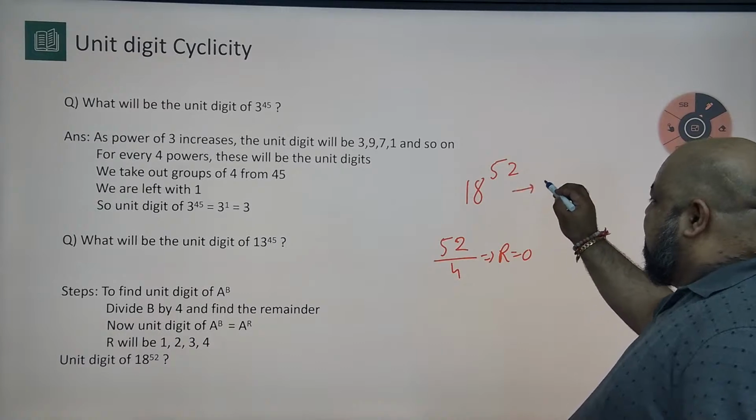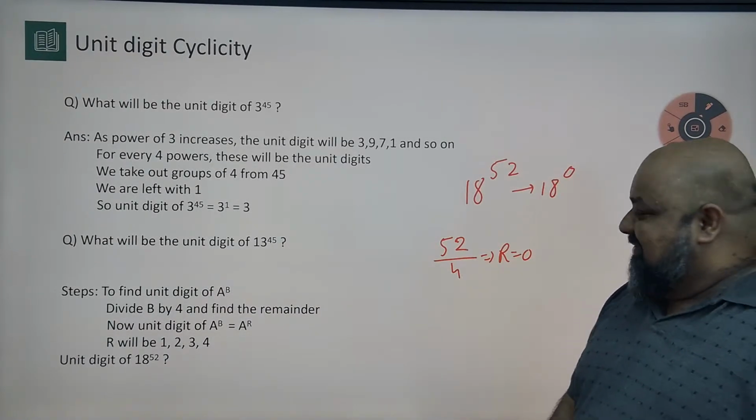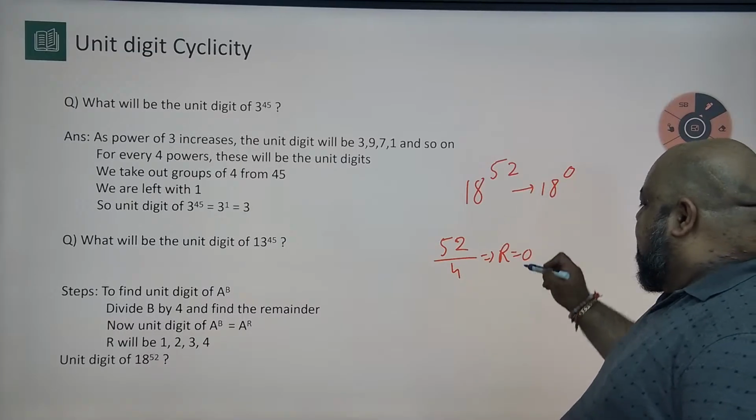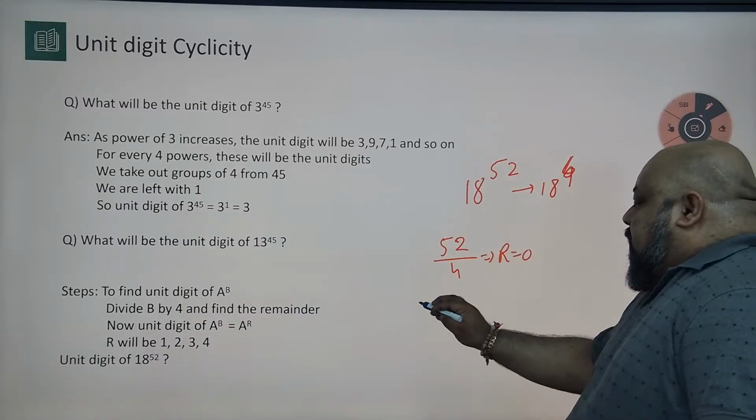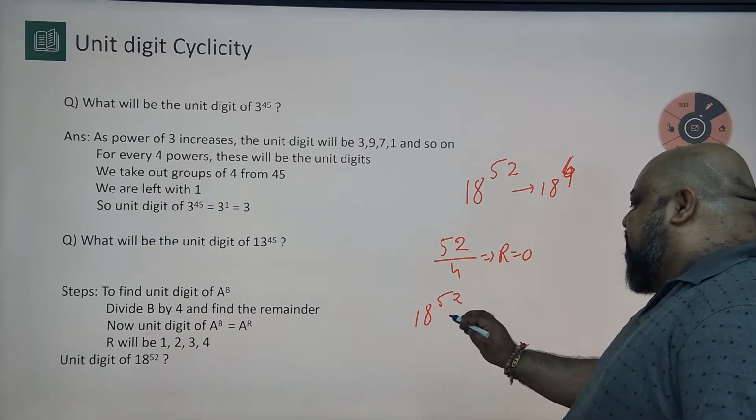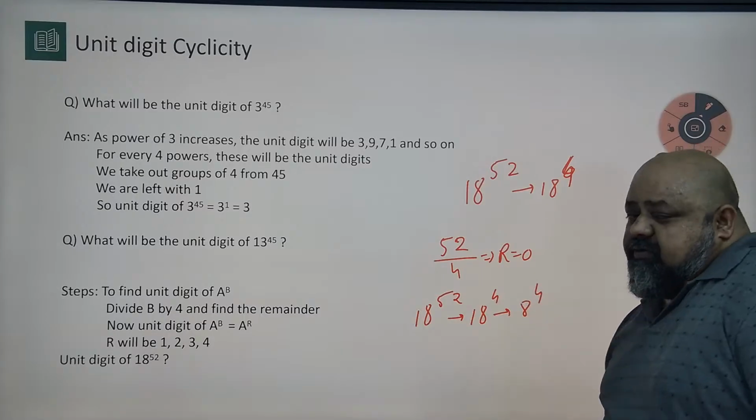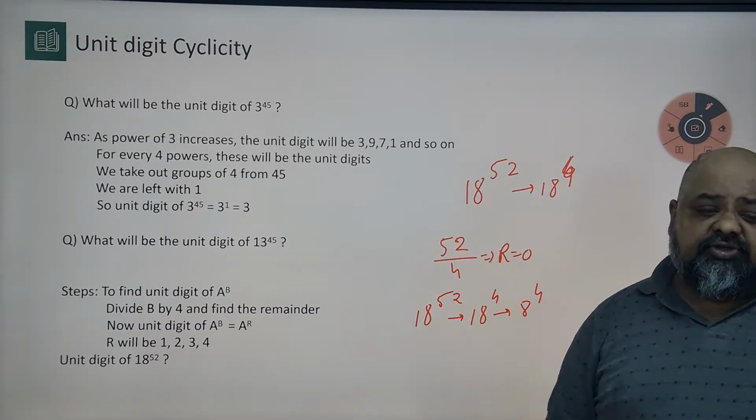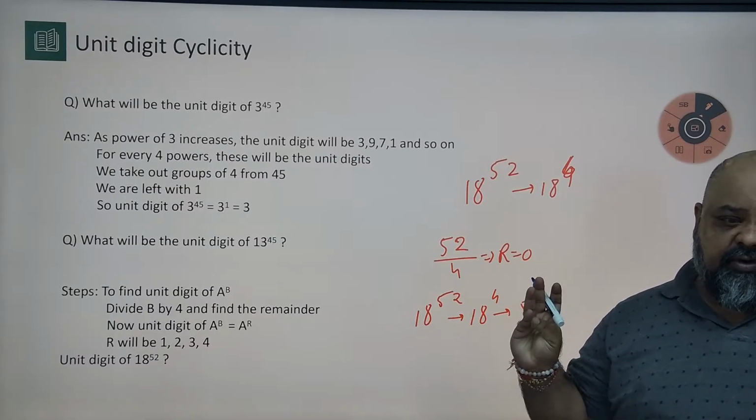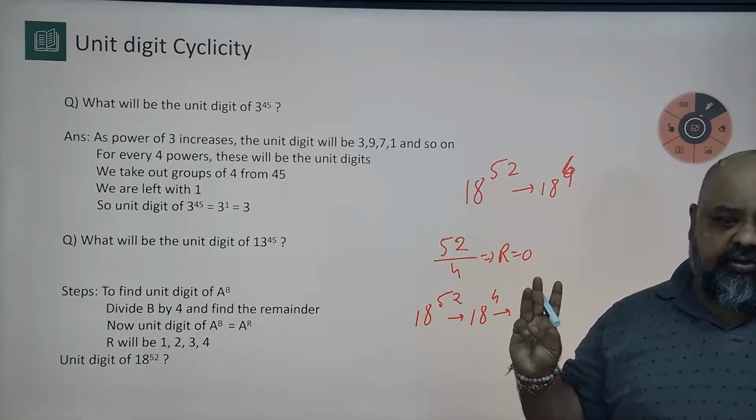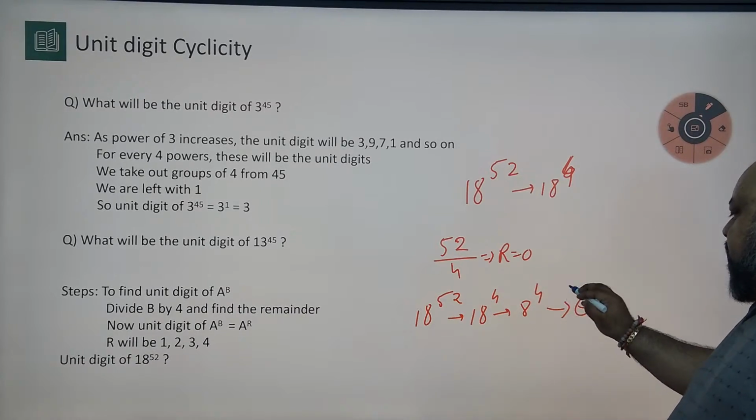I will not say that this has the same digit as 18 raised to power 0, because that will then be 1. So since the remainder is 0, we look at 18 raised to power 4. So 18 raised to power 52 will have the same unit digit as 18 raised to power 4, which in turn will have the same unit digit as 8 raised to power 4. What is the unit digit of 8 raised to power 4? 8 8s are 64. 8 4s are 32. 8 2s are 16. This becomes my answer.